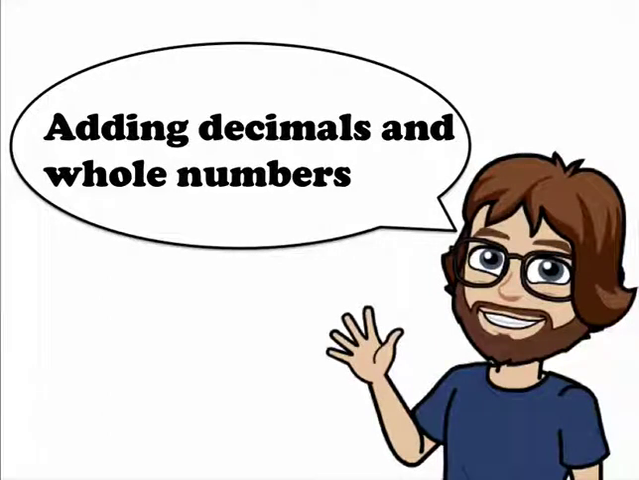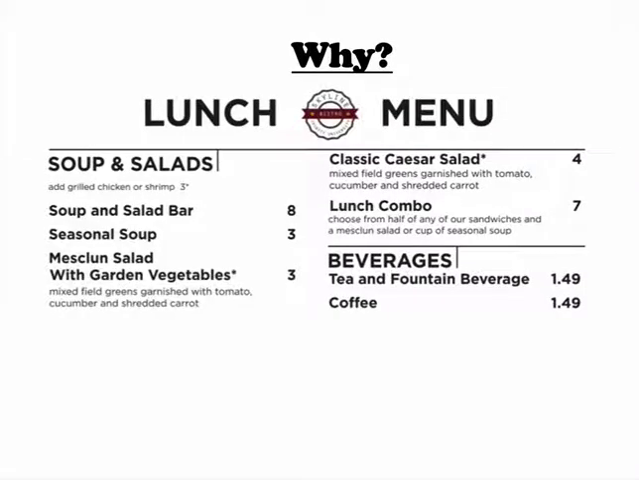In today's lesson, we're going to learn how to add decimals and whole numbers. Here's a real-life situation you would need to use this skill. I'm having lunch at the Skyline Bistro. I want to order a lunch combo, which costs $7, and a coffee, which costs $1.49. How much money do I need to spend in all to get both the lunch combo and the coffee?